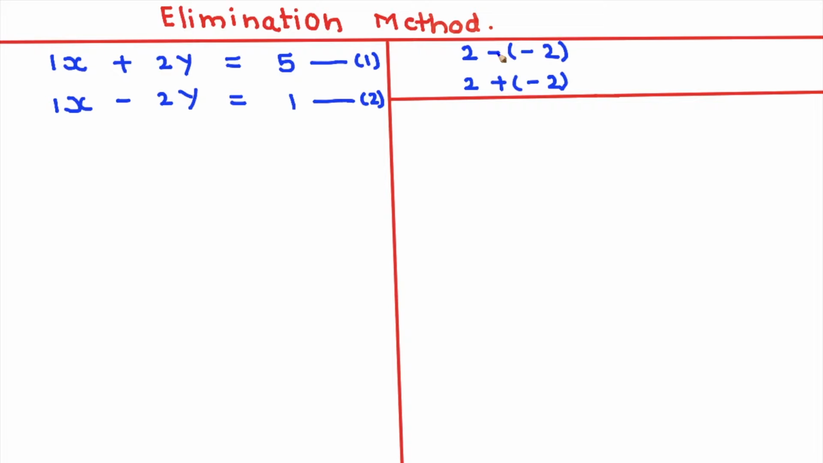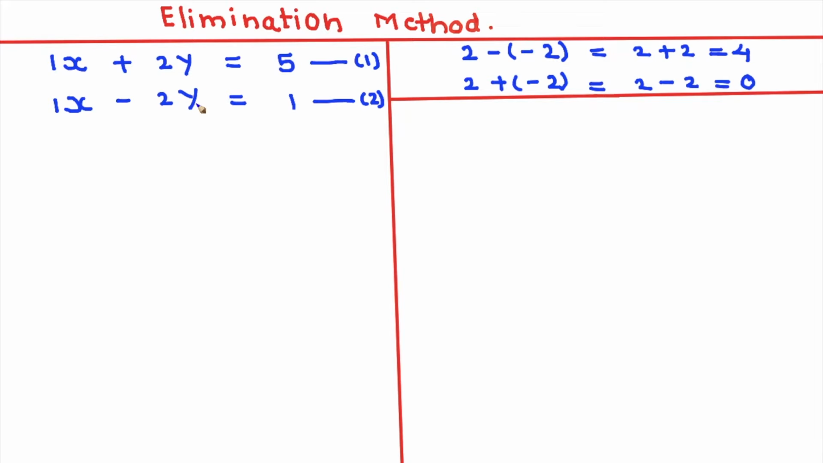If I subtract them, 2 minus minus 2, that actually gives me 2 plus 2, which is 4. Whereas if I add them, 2 plus into minus gives me minus, so which is 2 minus 2, which gives me 0. So if two numbers have opposite signs, then adding them will cancel them out. Adding them will eliminate those two numbers. So here we are going to apply the same concept.